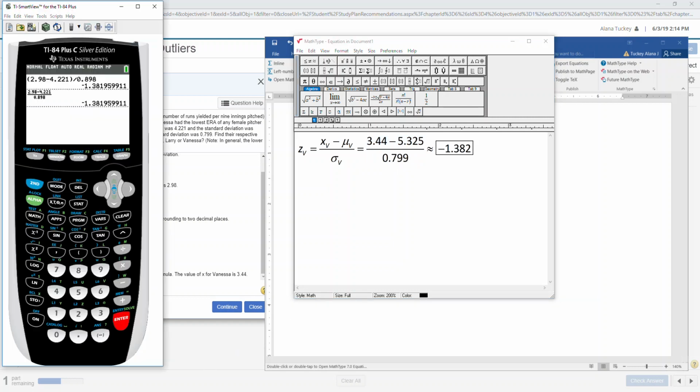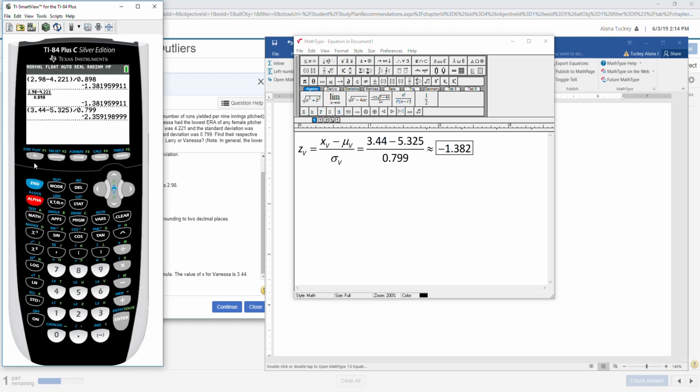All right, so I'll grab the calculator again. I'm going to take parentheses, 3.44 minus 5.325, close parentheses, divided by 0.799. Enter.